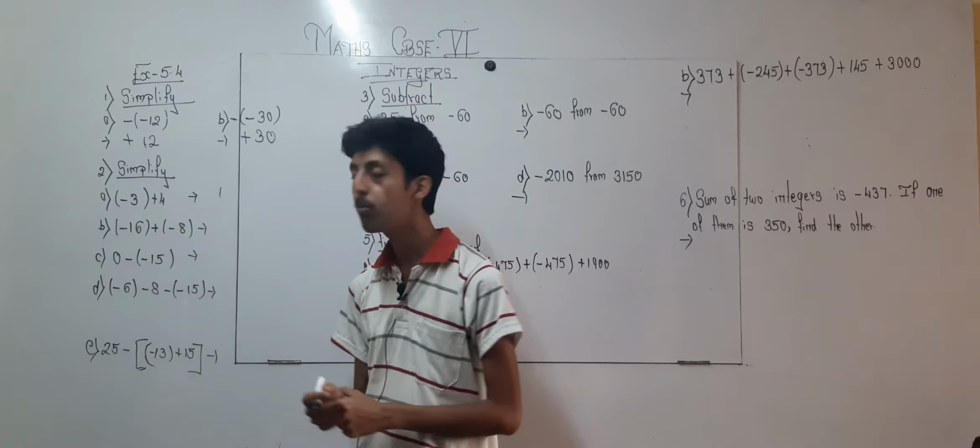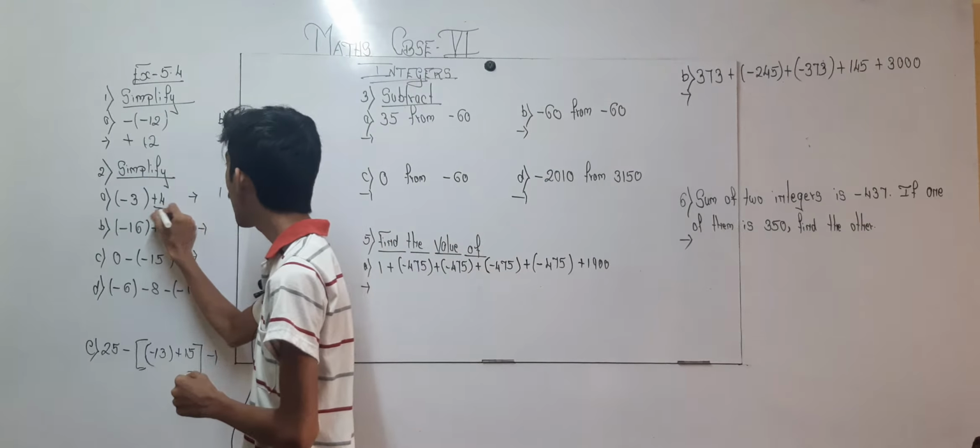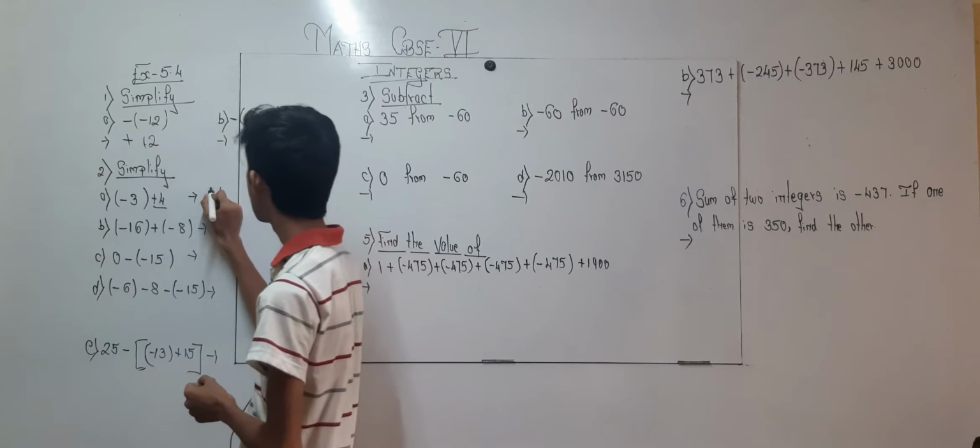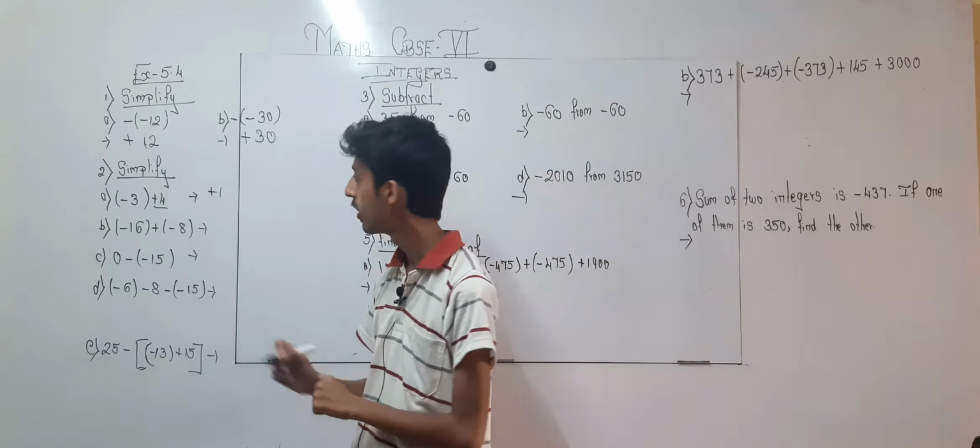Now which is the greater number over here? That is 4. Now 4 is connected with which sign? That is plus sign. So the answer will be plus 1.